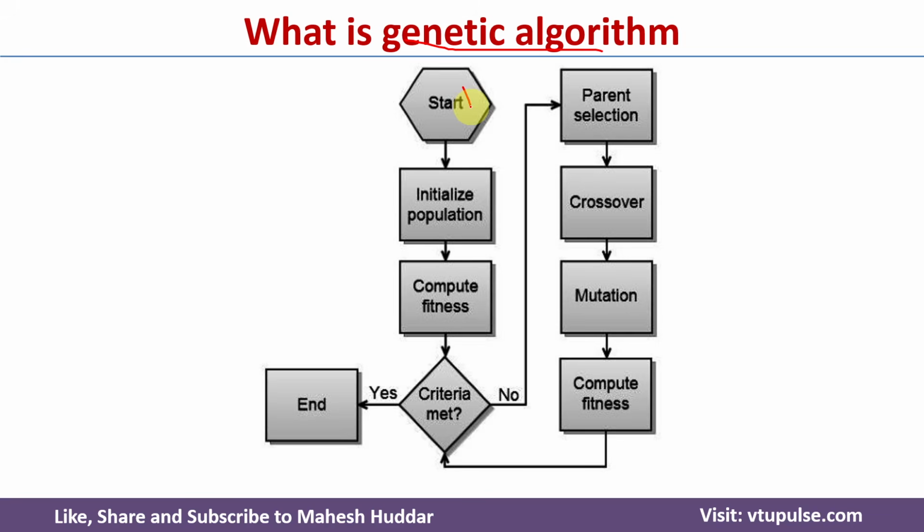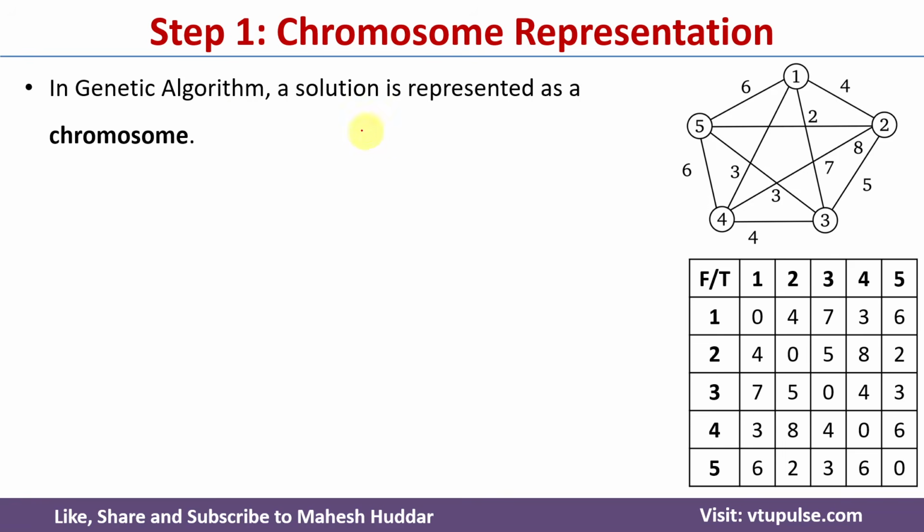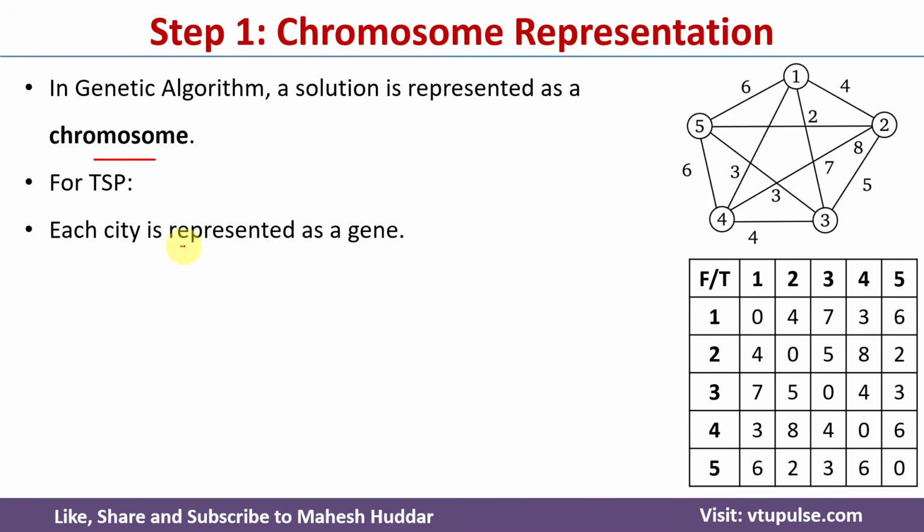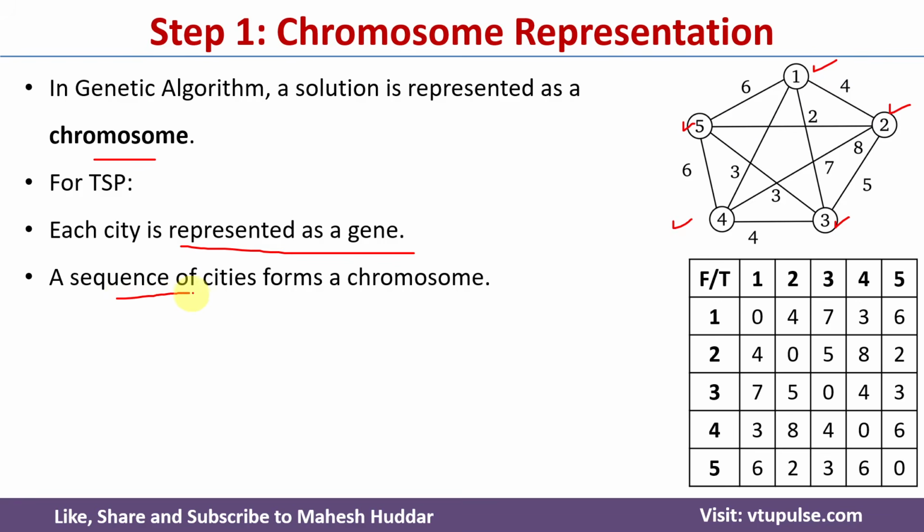The first step in the genetic algorithm is chromosome representation. A chromosome represents one possible solution. In the traveling salesman problem, each city is treated as a gene. For example, cities 1, 2, 3, 4 and 5 are treated as 5 genes. And the sequence of cities forms the chromosome.